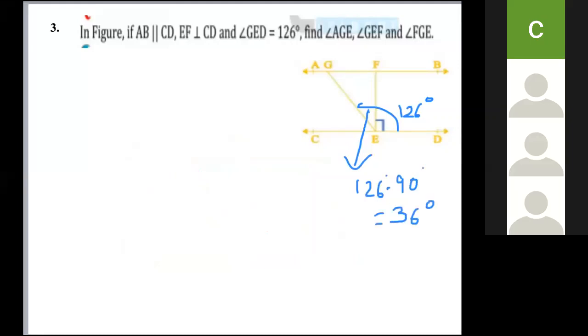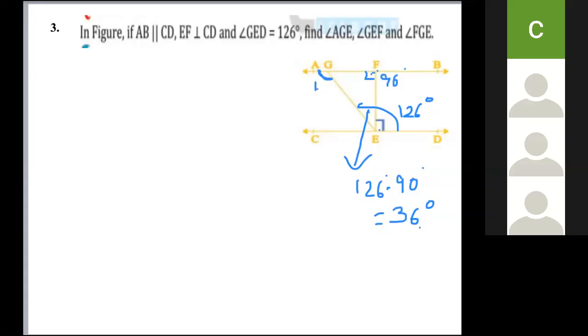Now, how to find this angle 1? According to Abhay, he said that these two lines are parallel, therefore this is 90 degrees. This acts as an exterior angle, and an exterior angle is equal to the sum of the opposite interior angles, that is 90 plus 36, which is 126.